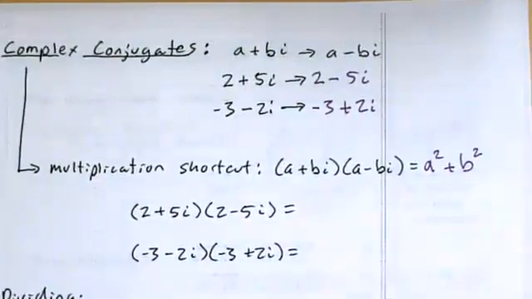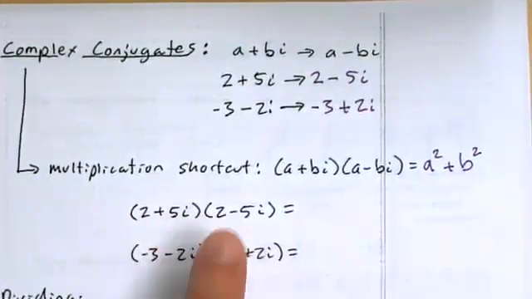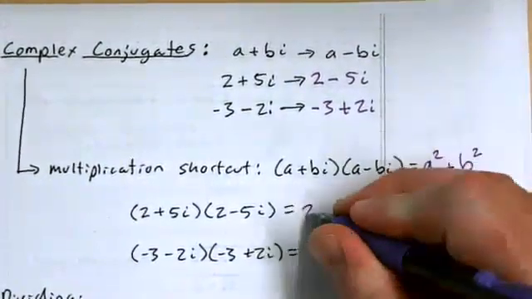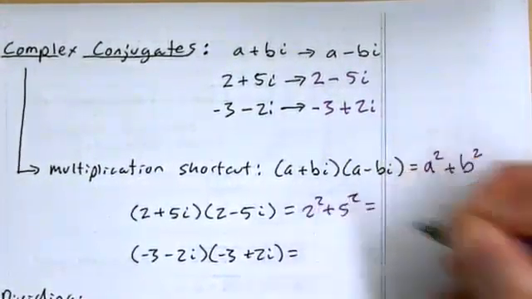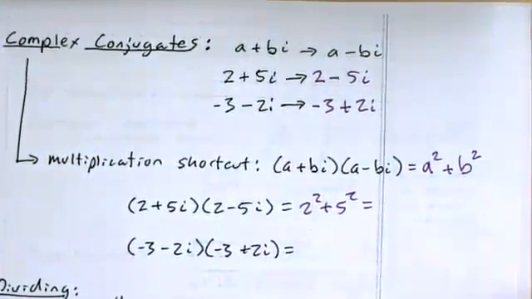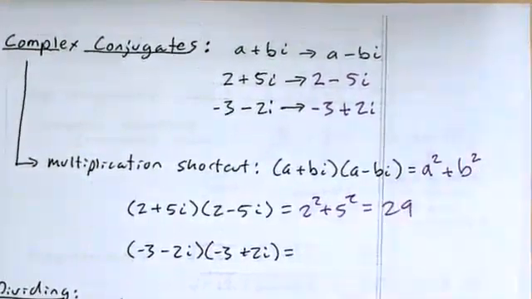So once you know the shortcut, then it makes things pretty easy. Like 2 plus 5i times 2 minus 5i. Oh, those are complex conjugates. So I'll just square the 2 and square the 5 and add them together, and that's my answer. There's no i in it. It'd be 29.